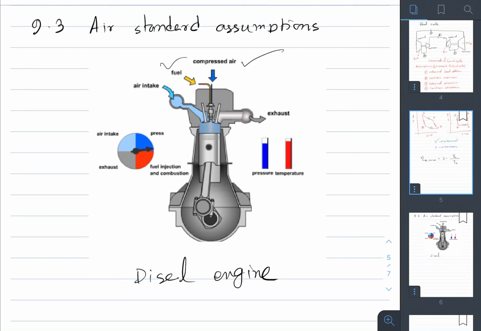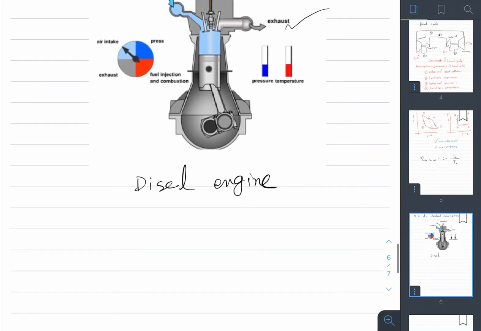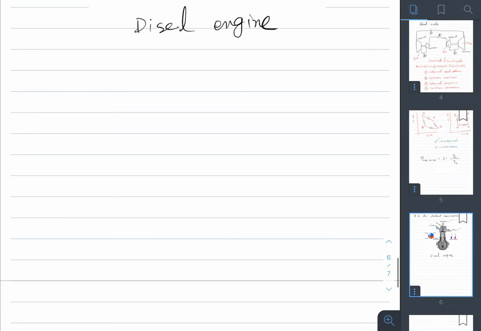You have the compressed air coming, you have the fuel, and you have the air intake, right? You can see right now air is intaking, then it's burning, and then it's leaving as exhaust. That means this diesel engine follows a certain type of cycle, and that cycle involves air, so we have to consider some standard assumptions for it. So what are those standard assumptions?